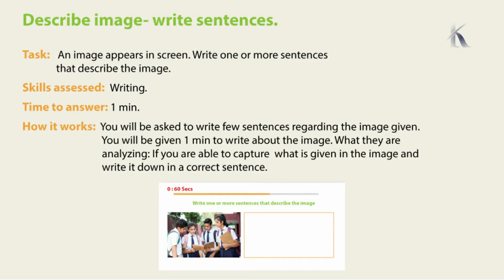Describe image, write sentences. An image appears on the screen. Write one or more sentences that describes the image. Your writing skill is being assessed and you will be given only 1 minute to write. You will be asked to write few sentences regarding the image given. You will be given 1 minute to write about the image, what they are analyzing. If you are able to capture what is given in the image and write it down in a correct sentence.